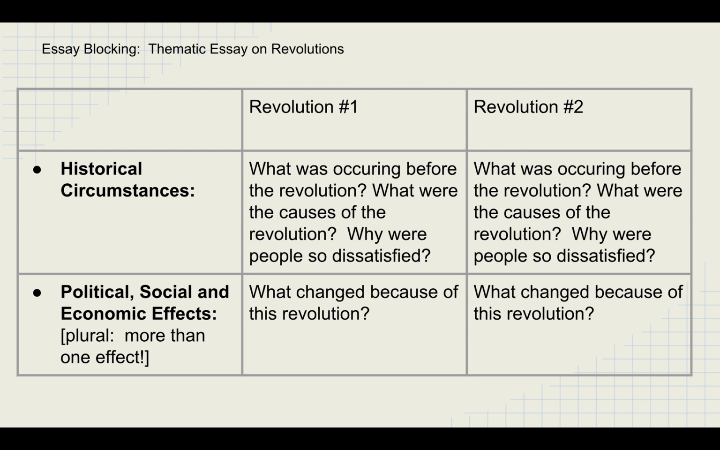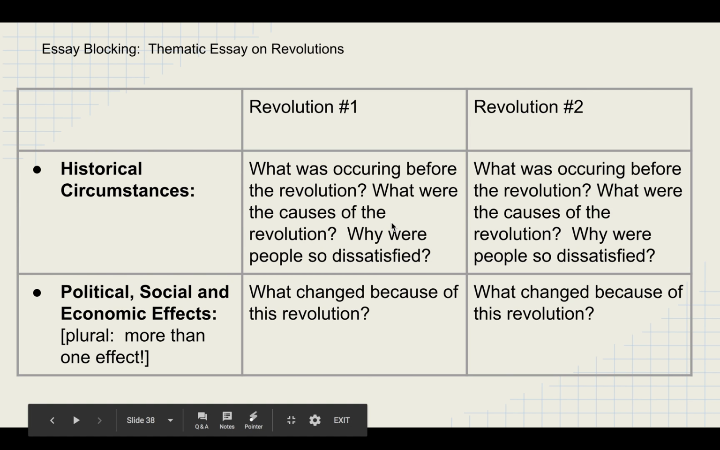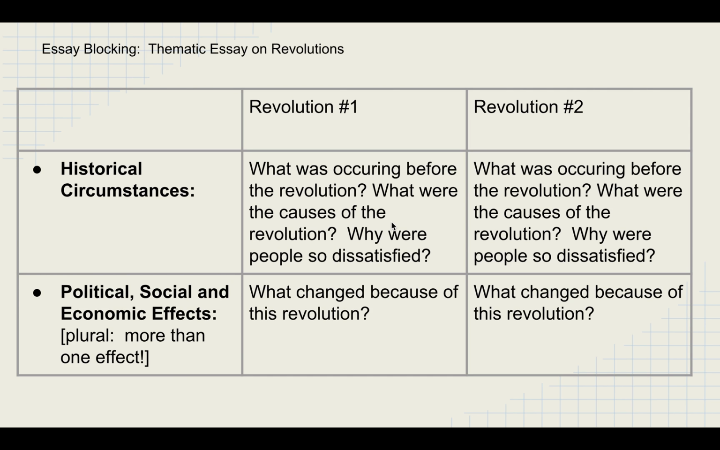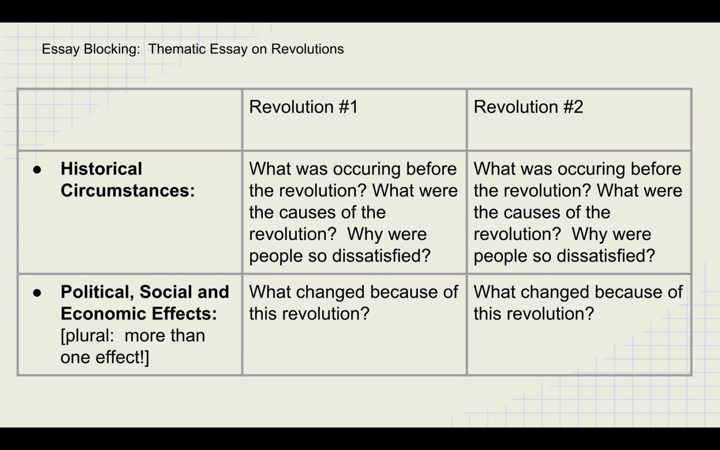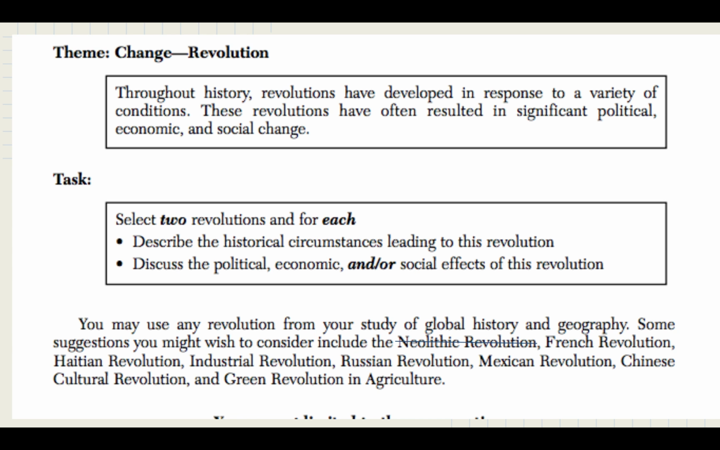You're going to look at that, and you're going to make a chart on your paper or on an additional piece of paper. You're going to pick 2 revolutions from the list, and then for historical circumstances, what was occurring before the revolution? What were the causes? Why were people so dissatisfied? You're looking for key vocabulary, key people, key ideas. What changed? What didn't change, too? You can talk about that, okay? So that's how you're going to block it. You're going to open this up and look at it. So again, when you go back to this, you're looking at which topic you feel you could write the most about, okay?